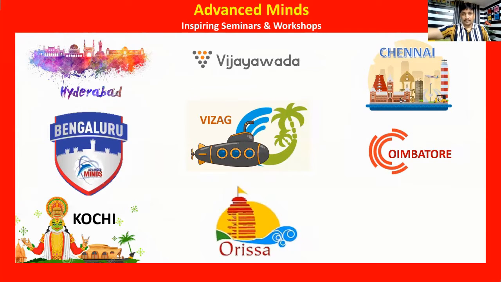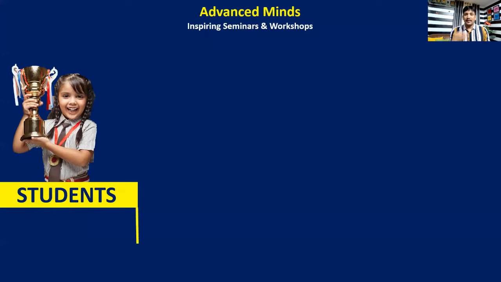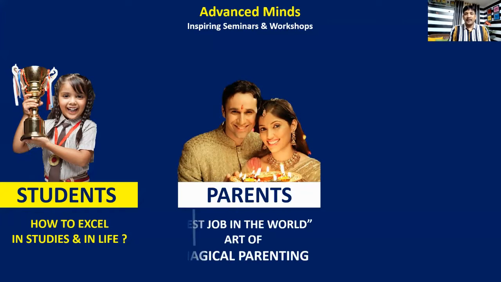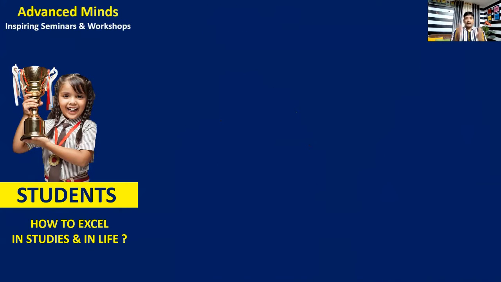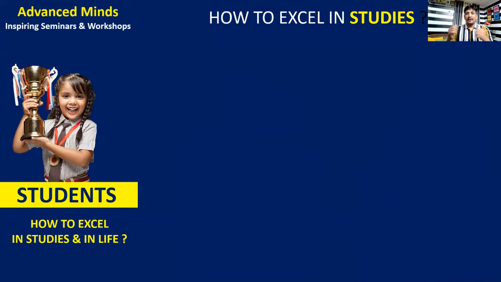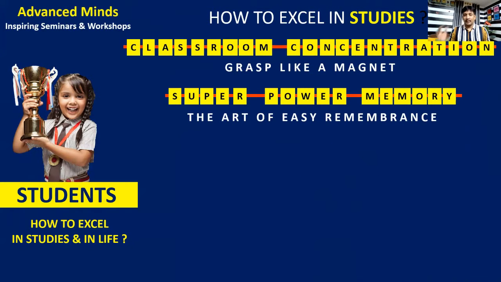Just look at this slide. So everything is animated there. I have 3 programs I deal with students on how to excel in education and life. For parents, I have a program called Magical Parenting. And for teachers, I do a program called Passionate Teaching. So when it comes to students, how to excel in education, I train them on classroom concentration, how to grasp like a magnet. And they learn a concept called superpower memory, the art of easy remembrance.